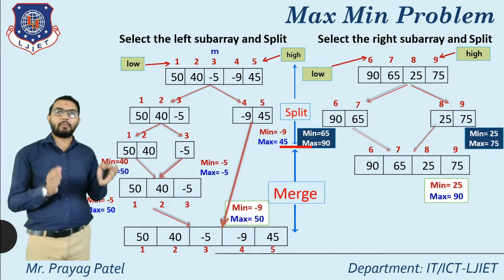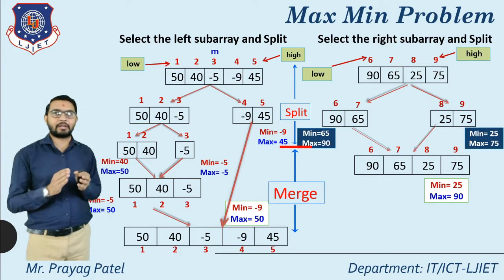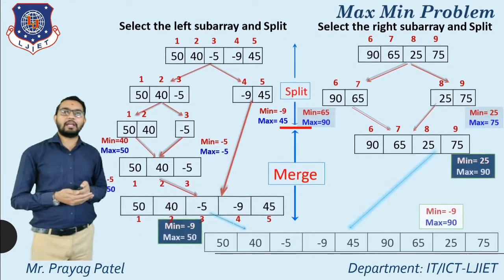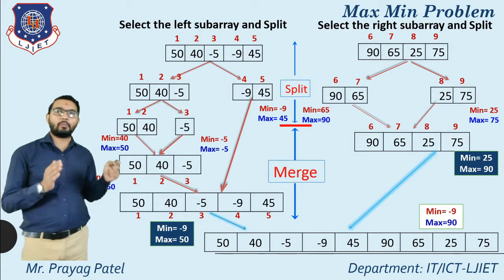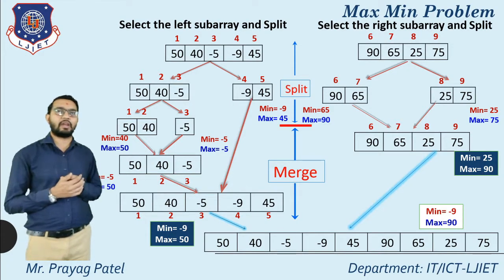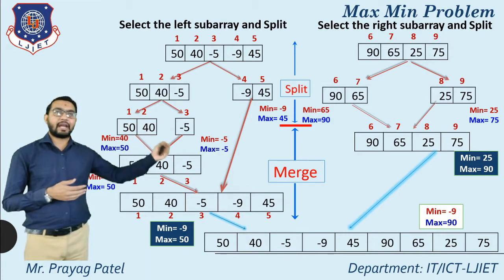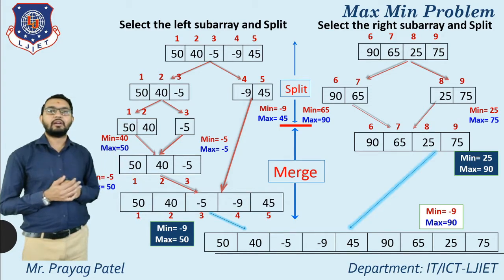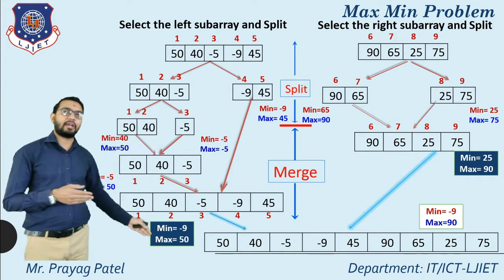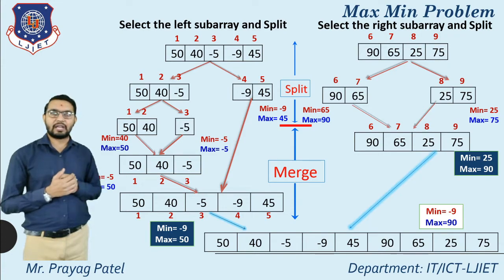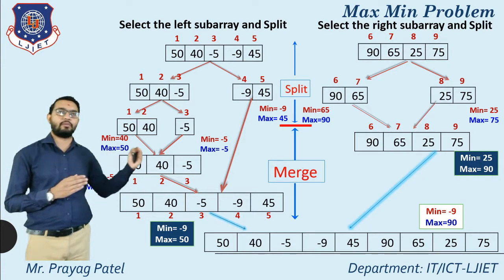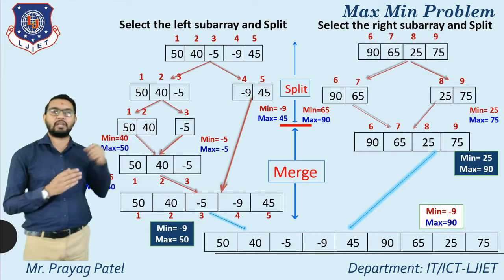Now after that, we combine these two sublists, meaning the left subarray combined with the right subarray. Now consider the left subarray and right subarray. In the left subarray we have already the value minimum equal to -9 and maximum equal to 50. In the right subarray we have minimum equal to 25 and maximum equal to 90. Now after combining these arrays, we will get the resultant array as the original array in the same sequence: 50, 40, -5, -9, 45, 90, 65, 25 and 75.